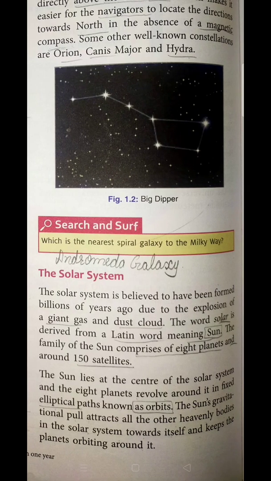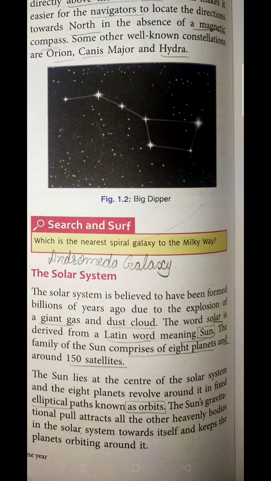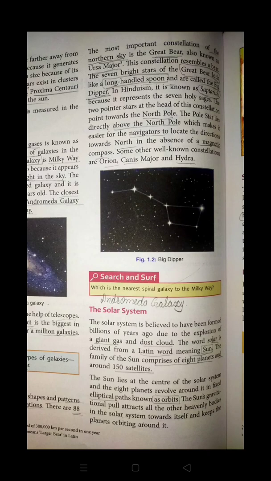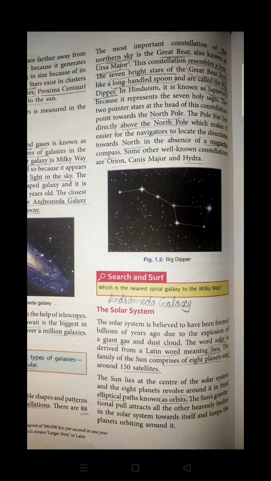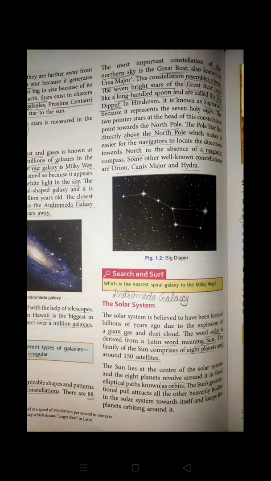So students, now we are going to switch to the solar system, the complete solar system. How does it look, and how did it come into existence? It is believed that it was formed billions of years ago, with the explosion of giant gas and dust clouds. When the explosion took place, after that the solar system came into existence. The word solar is derived from the Latin word for sun. Okay, so the family of the sun comprises 8 planets, and along with the 8 planets there are 150 satellites as well.